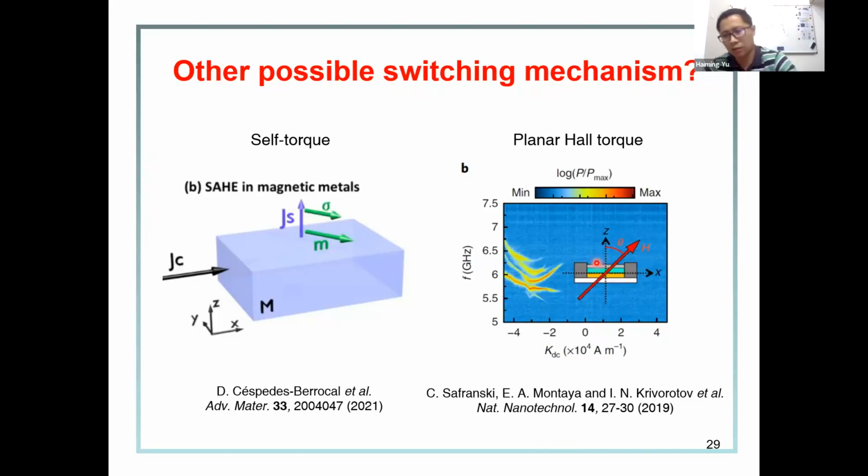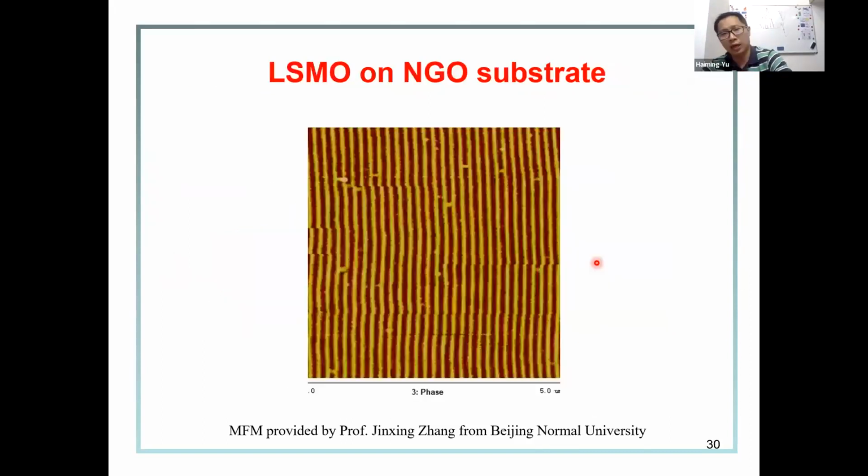And at least from the sample growth technique, we have one more piece of progress: we can grow LSMO on the NGO substrate with much straighter domain stripes than before. So it is very well defined in alignment and periodicity. In the future we are working on these LSMO samples on NGO substrates and hopefully will get more insight into the switching mechanism.